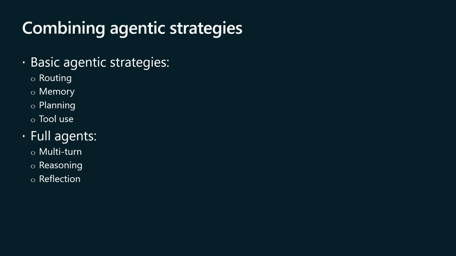So what we've seen so far is the basic agentic strategies, but they are just the minimum necessary to create an agent. We need to go further. Let's make it multi-turn. Let's give it reasoning and planning. Let's give it reflection, and let's talk about how we get all of those things done.